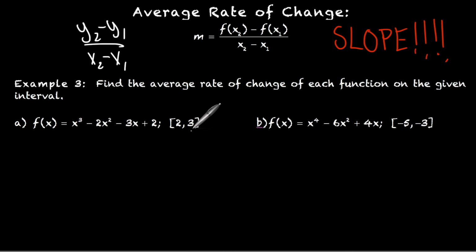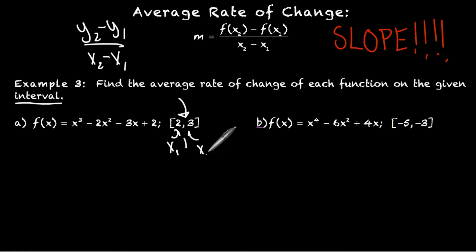Now, in order to get slope, you need 2 ordered pairs. I want to caution you on something. This is not an ordered pair. We know it's not because it doesn't have parentheses. Plus, it says that it is an interval. So this is an x value, and this is another x value right there.